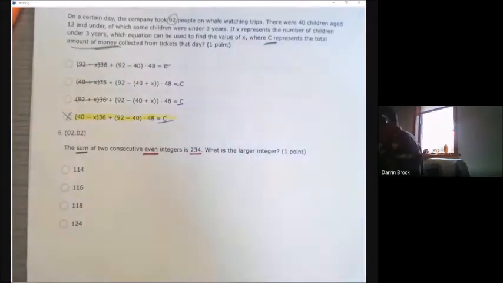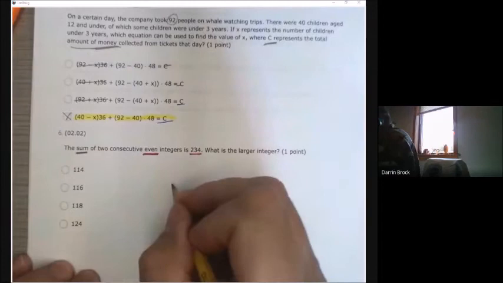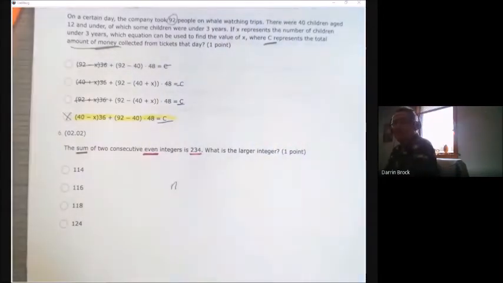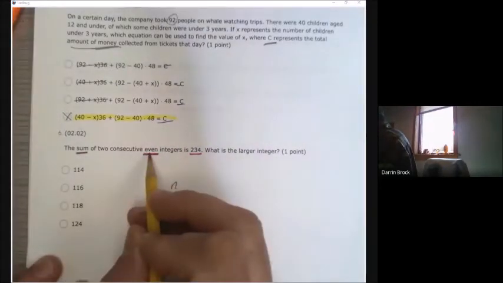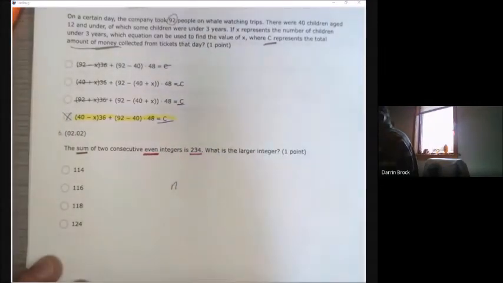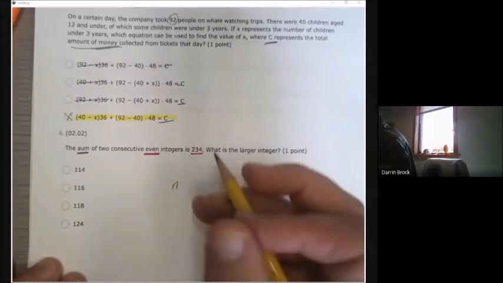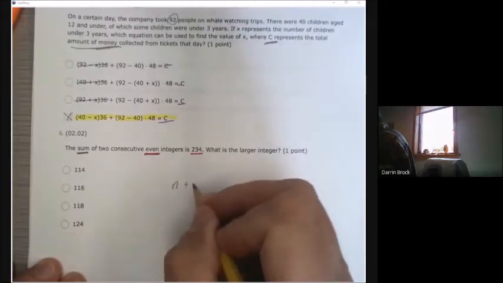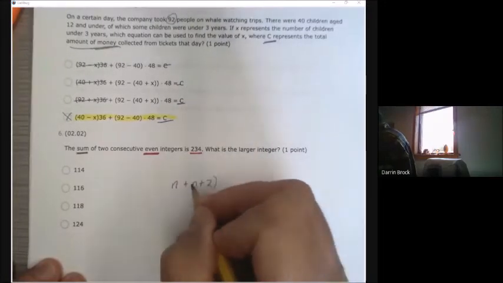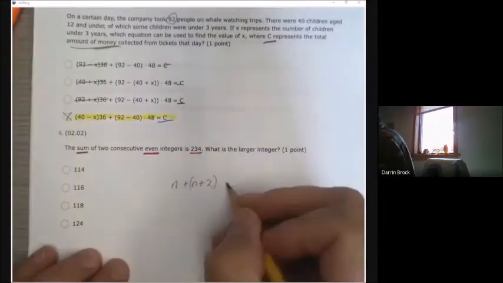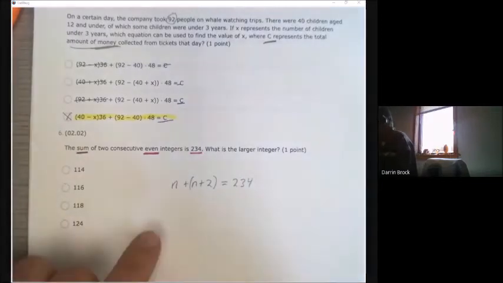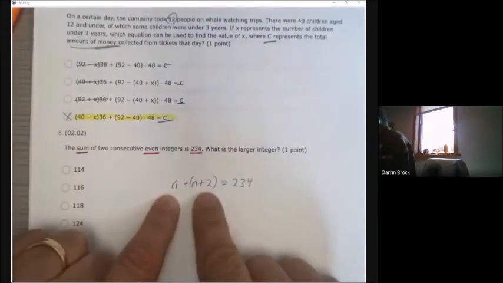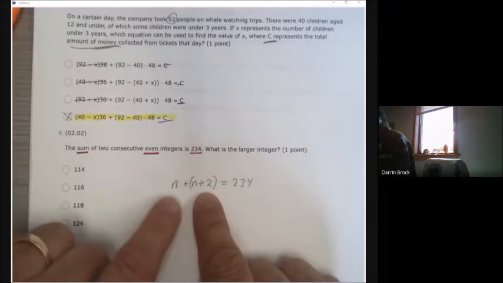So if we add these together, let's say we had an integer that's an even integer. We don't know what it is yet. Could be 100. The next even integer would be 2 bigger, right? Because the next one is odd if it's even. So we need n plus n plus 2 for the next even number. And when we add those together, they have to equal 234. So an even integer plus the next even integer, 2 consecutive, have to equal 234.